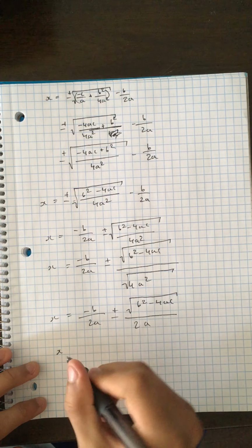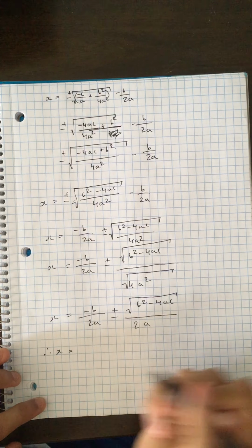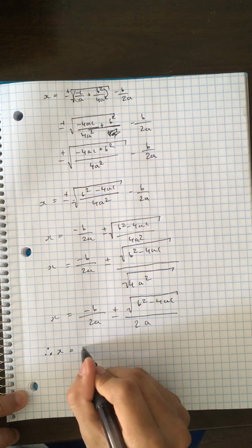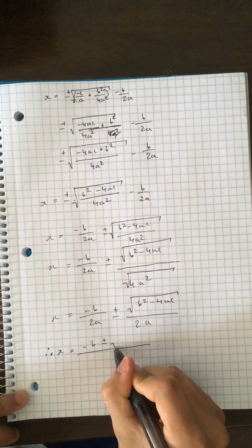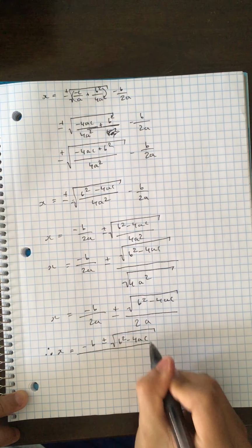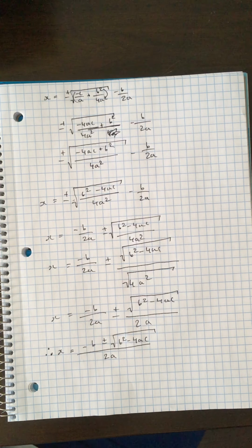And we can conclude that x, therefore, x is equal to negative b plus or minus the square root of b squared, subtract 4ac, all over 2a. And there you go. That's the quadratic formula, and I hope you enjoyed this video.